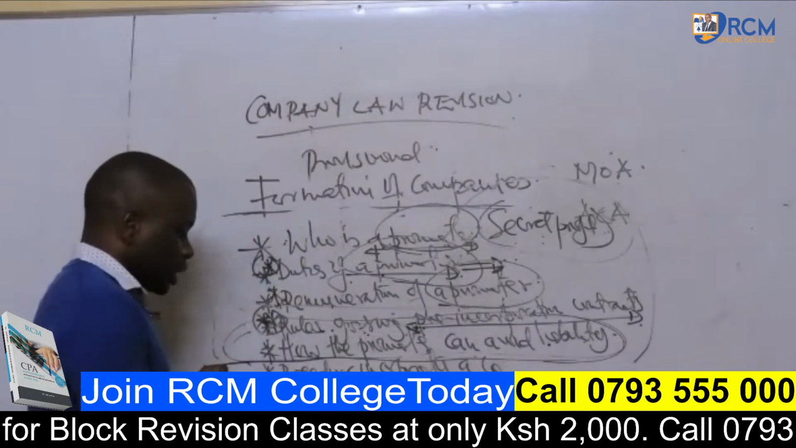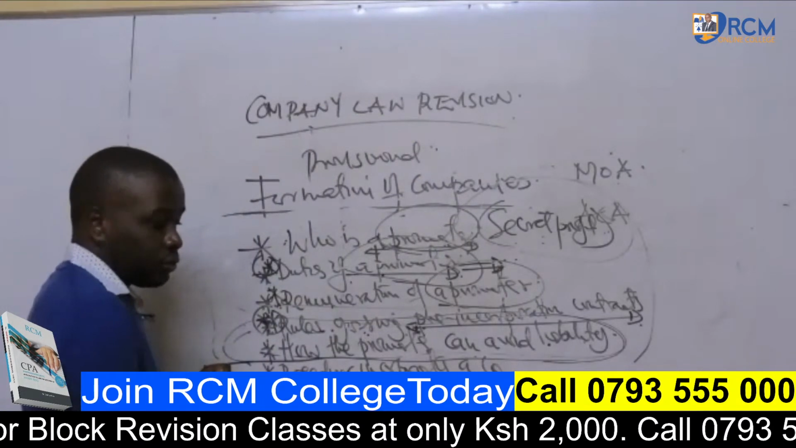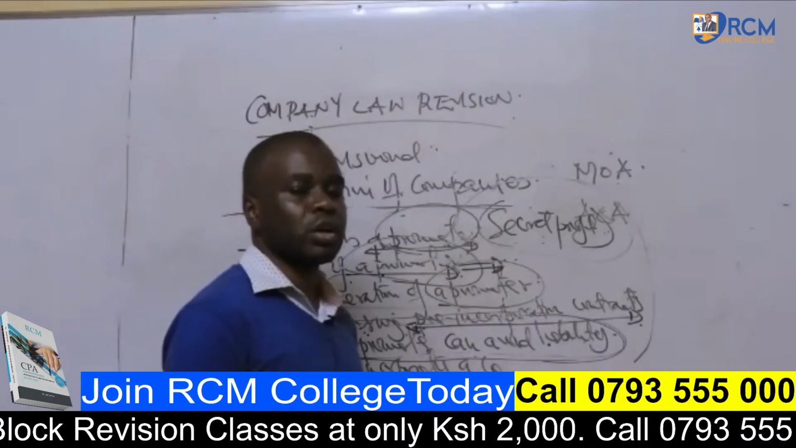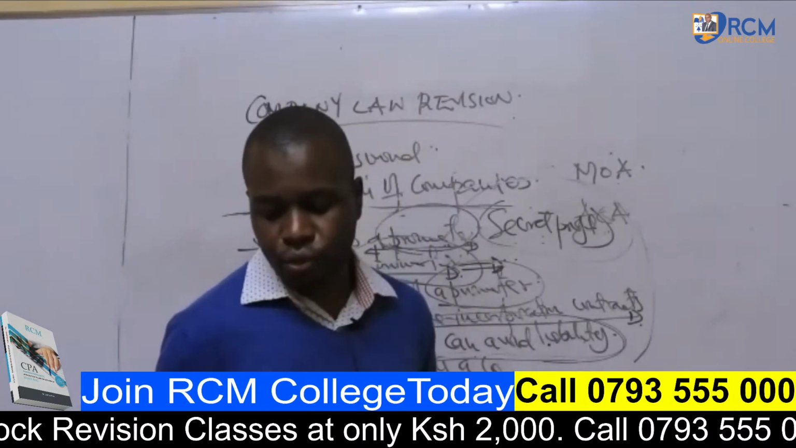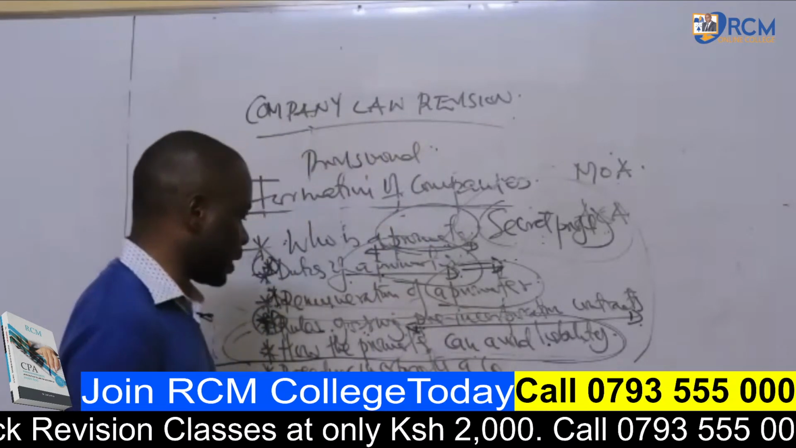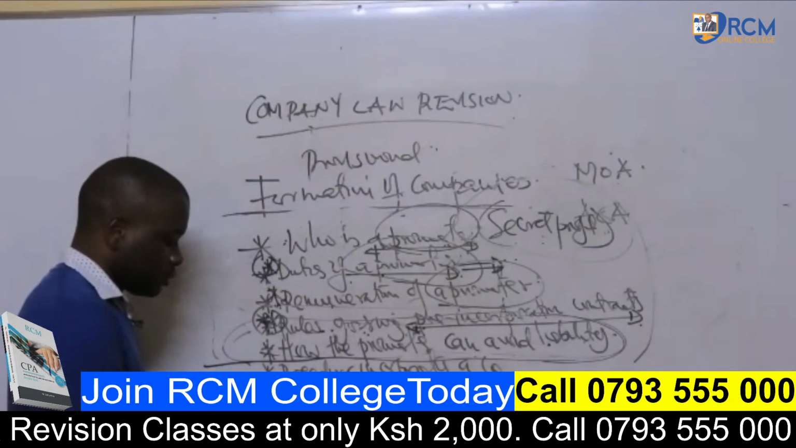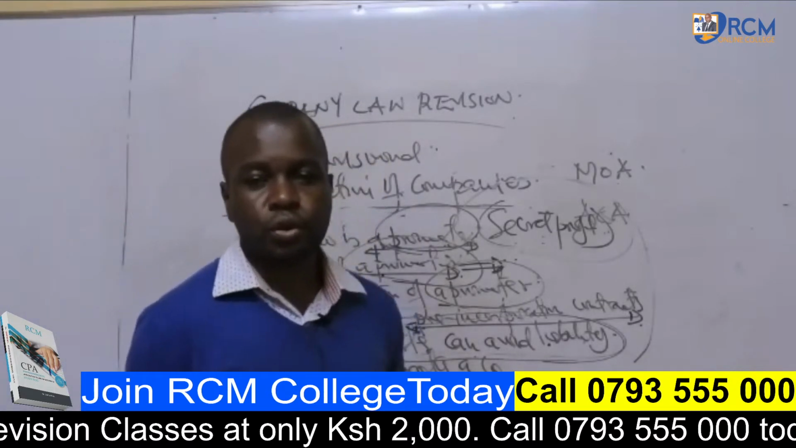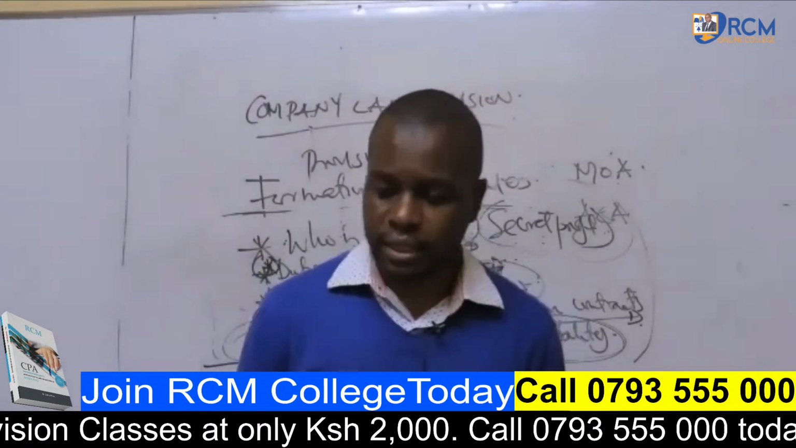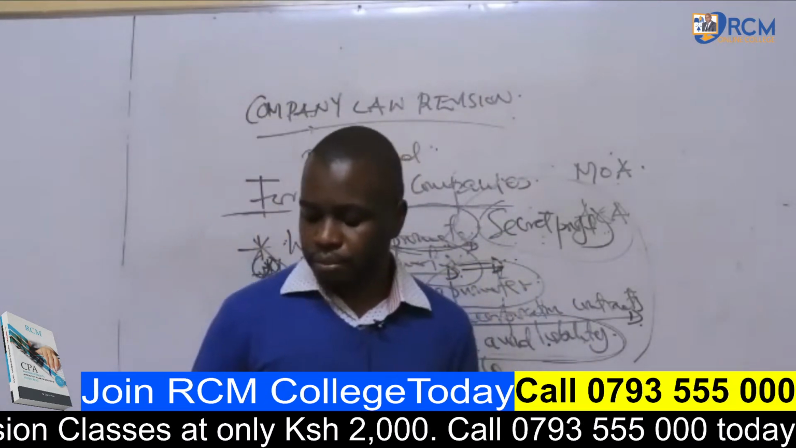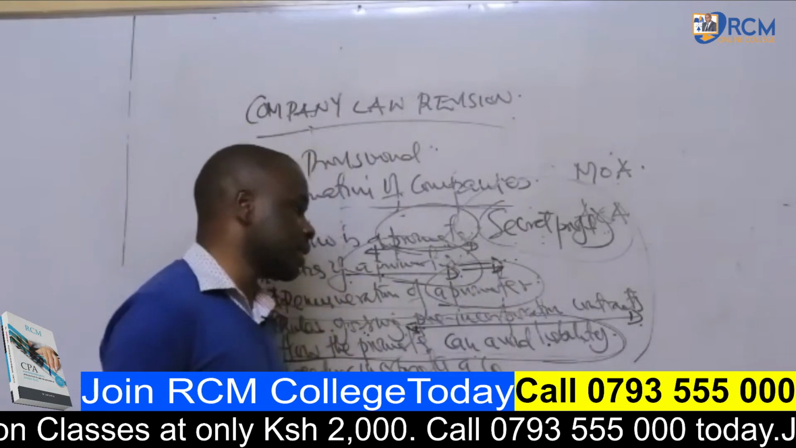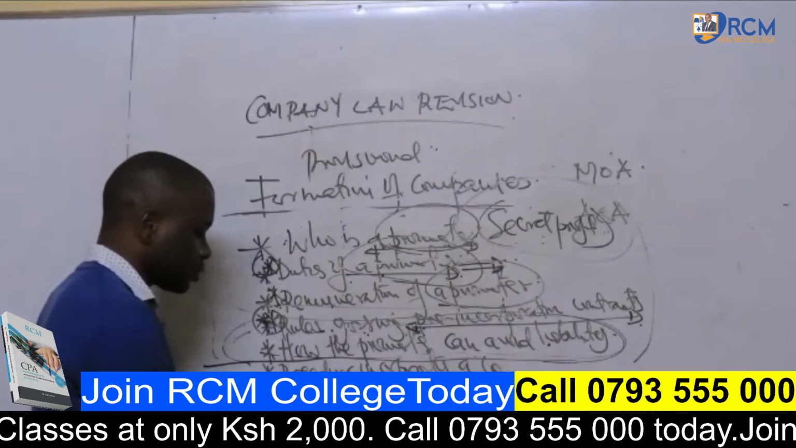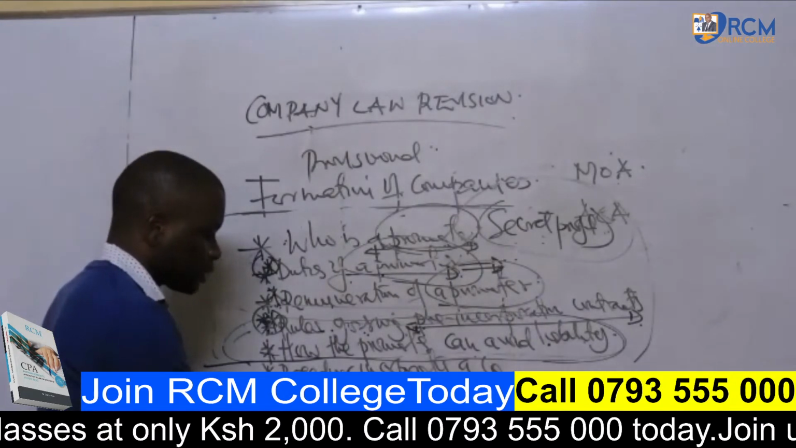So there's the procedure of forming a company. You can go back to your notes, but I can summarize very fast. You talk about name search and reservation. You do a name search and reservation online on a platform known as eCitizen. Once you've reserved your name, they give you time to prepare the constitutive documents, that is the memorandum of association and articles of association.